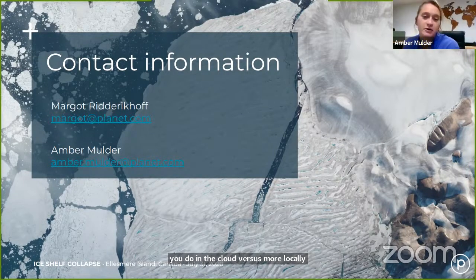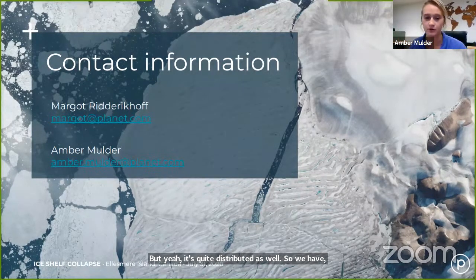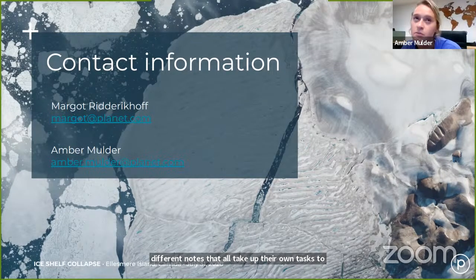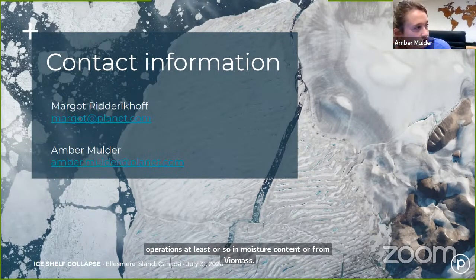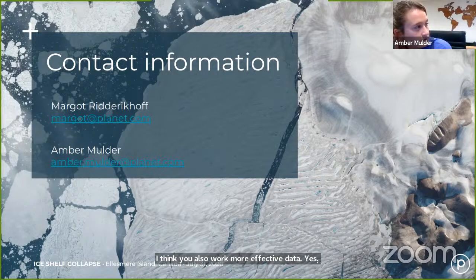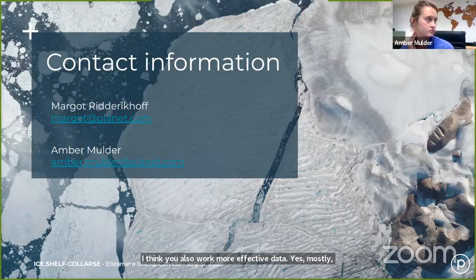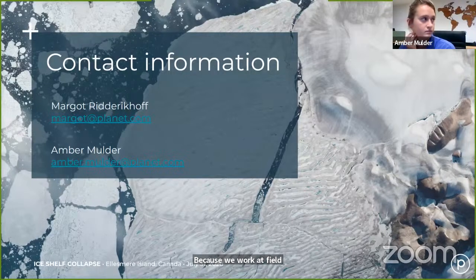We do quite some data processing, and this all happens in the cloud, so you're right. But it's quite distributed as well. We use different nodes that all take up their own tasks to compute the data. Most of our operations are actually raster operations, at least for soil moisture content. But for biomass, I think you also work more with vector data. Yeah, it's mostly raster data, and sometimes for the fields, because we work at field level, we need vector data to say, okay, this is one field, for example. But everything we do is in the cloud.